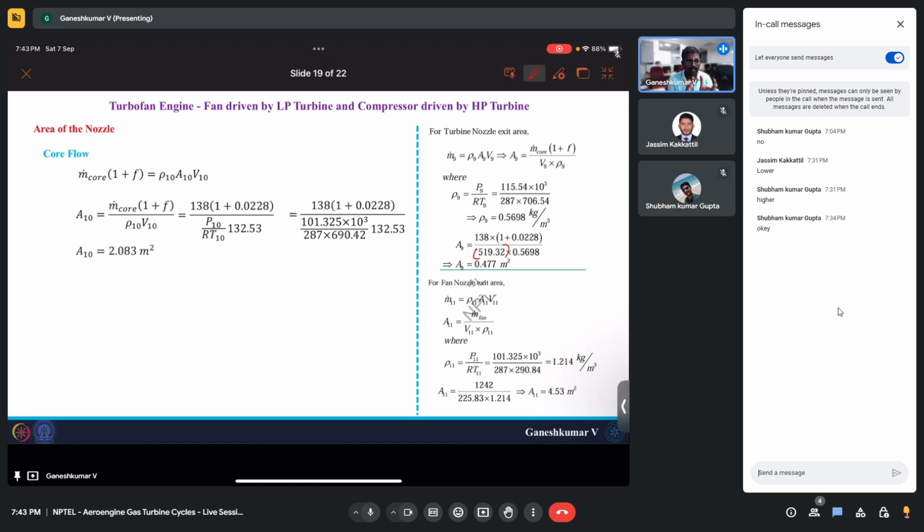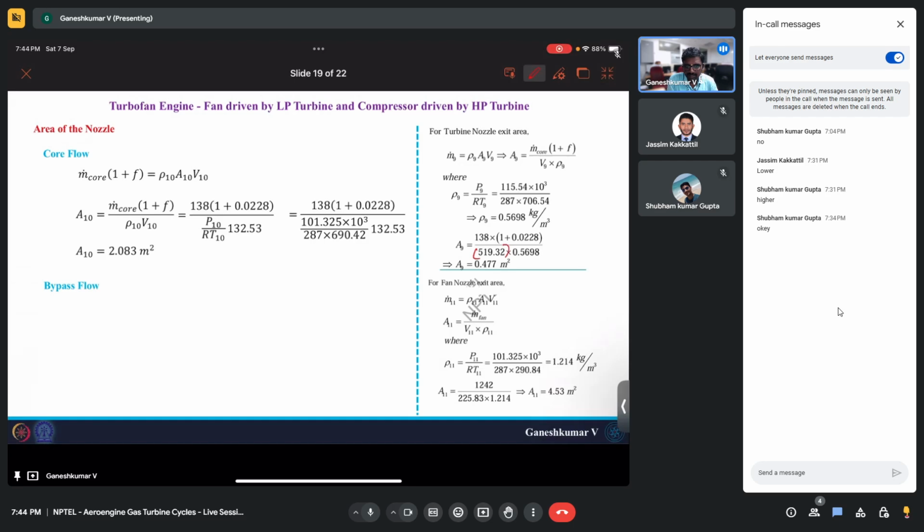So again, these are additional problems when you deal with the gear turbofan engine. Your area of nozzle is big. You have 0.477 as the conventional turbofan engine's area, and here you have 2.083. But anyway, since your bypass ratio has already increased, the entire gas turbine engine size has increased, so we have to deal with bigger things now.